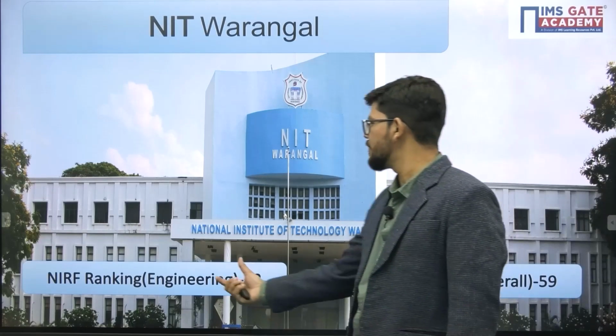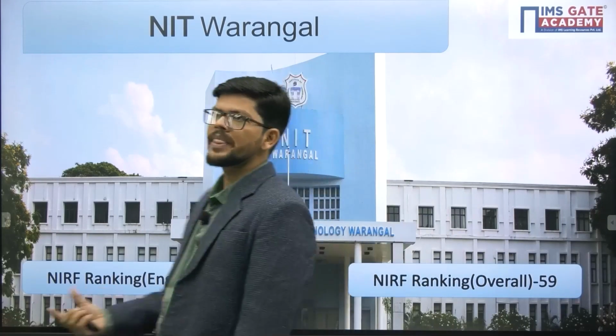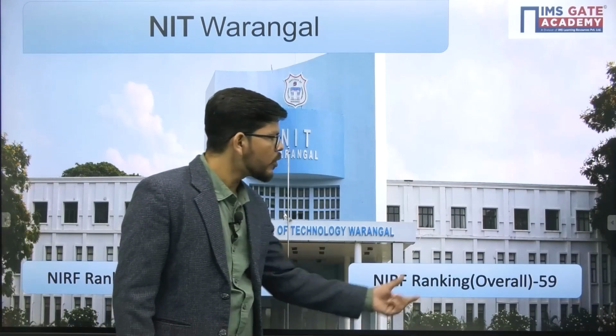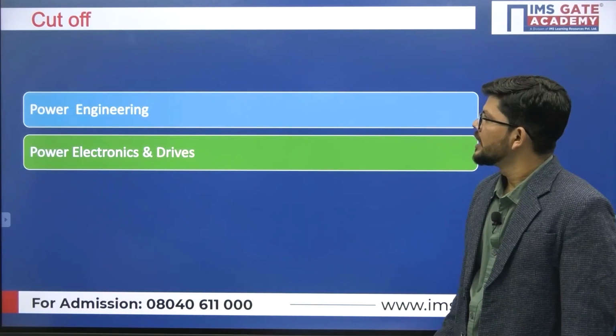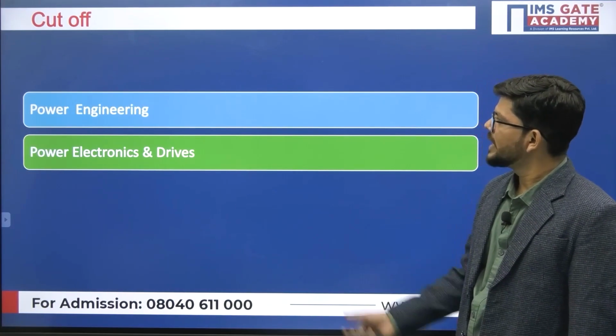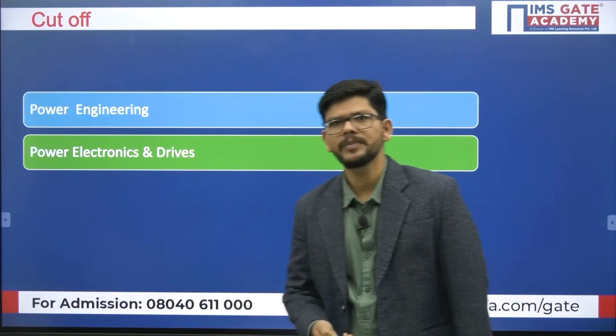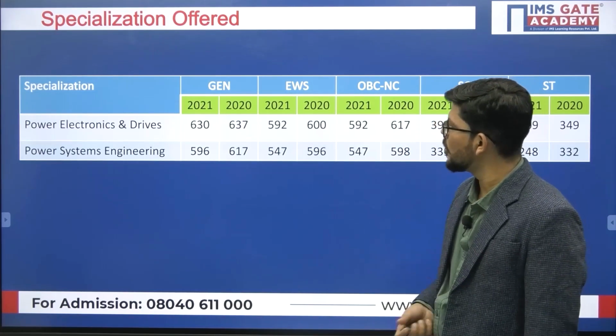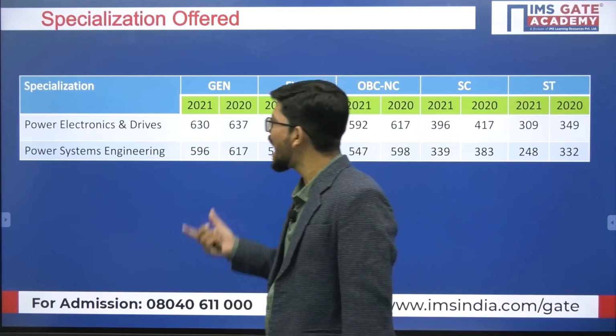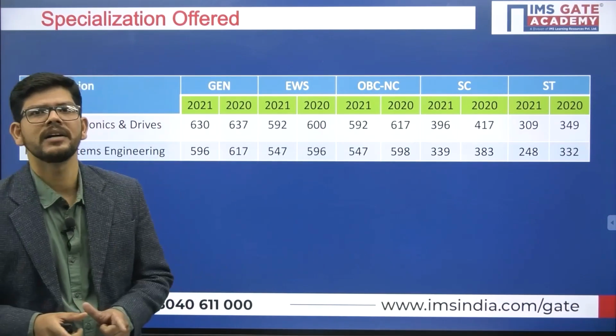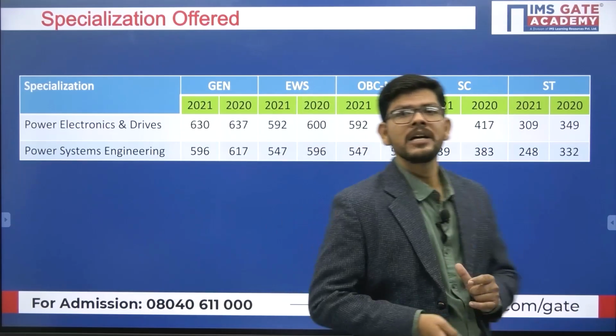NIRF ranking for engineering segment was 23 and NIRF ranking for overall segment is 59. Okay. Now if we talk about the specialization, they offer you power engineering and power electronics and drive specialization. Talking about their cutoffs, if your score is above 600, then you can think for NIT Warangal.